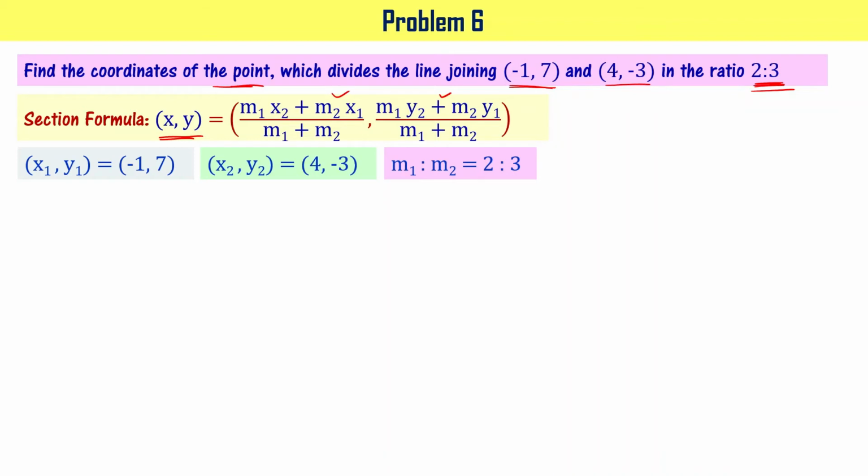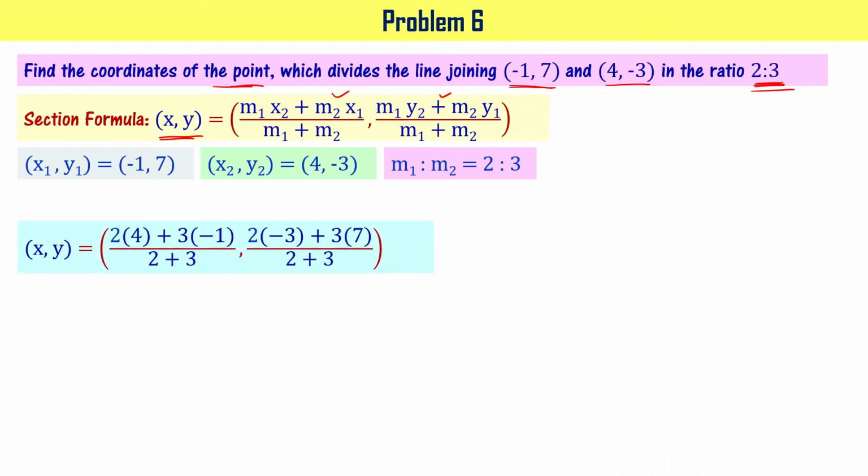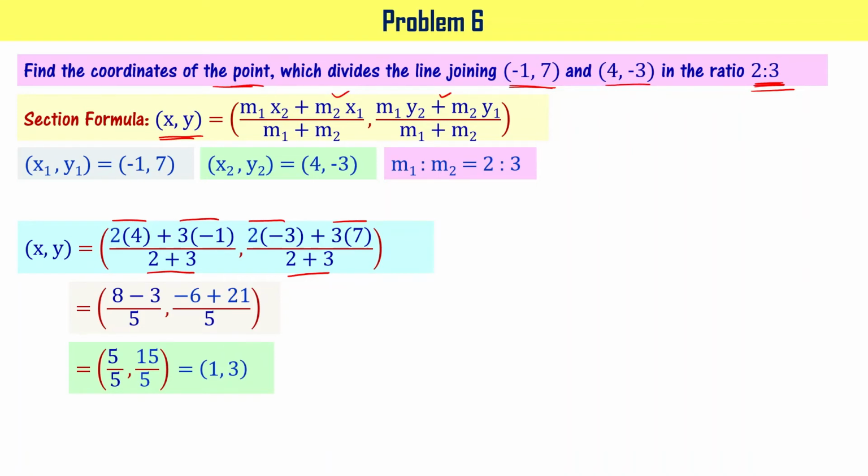When you substitute, you can write it as x comma y equal to 2 times 4 plus 3 times minus 1 divided by 2 plus 3, comma 2 times minus 3 plus 3 times 7 divided by 2 plus 3. When you simplify it, you can write it as 8 minus 3 divided by 5, comma minus 6 plus 21 divided by 5, right? 8 minus 3 is 5 and minus 6 plus 21 is 15. So let me write it as 5 divided by 5 comma 15 divided by 5.